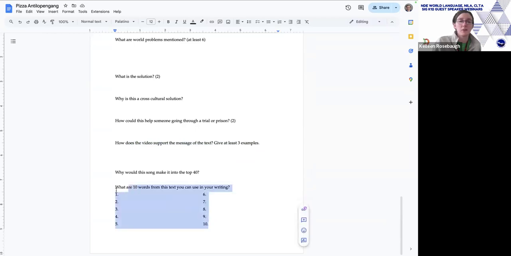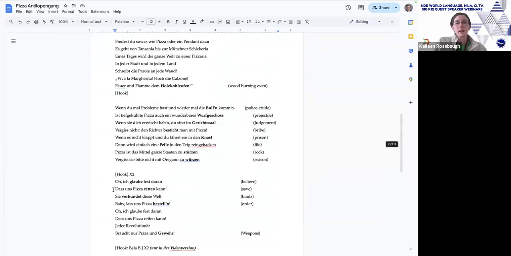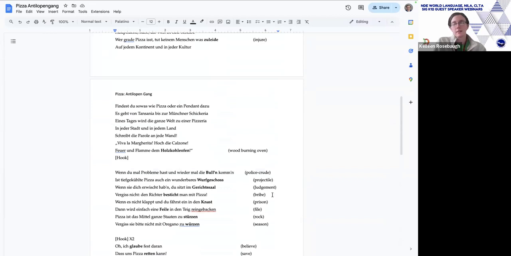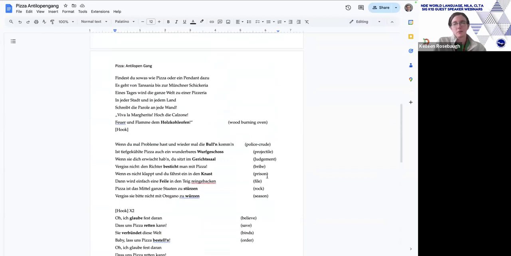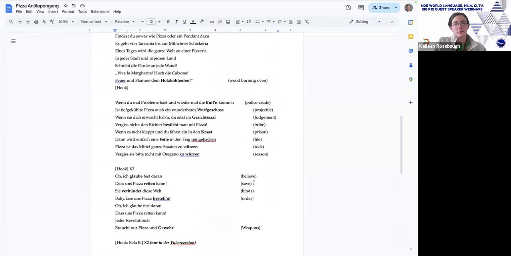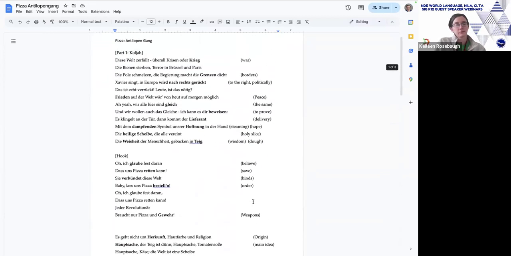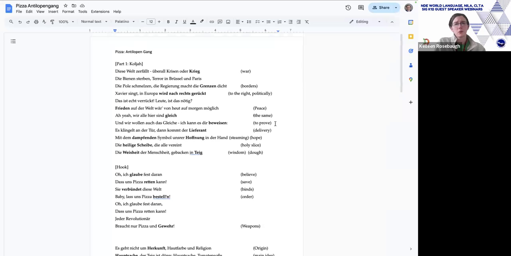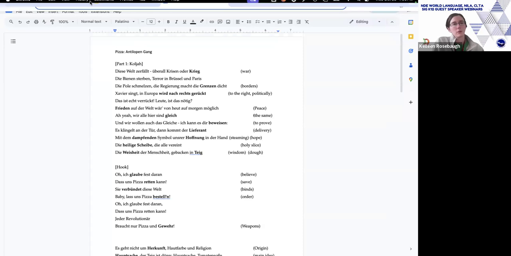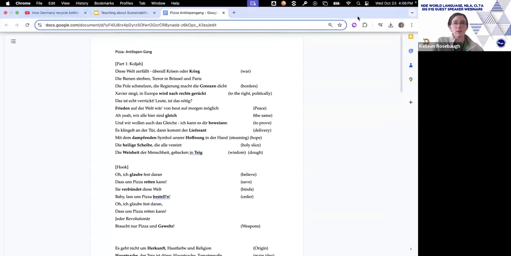And then comparing the video and the text to see if they're similar. And then this is the most useful part. What are 10 words from this text you can use in your writing for this particular unit? They have phrases like judgment, prison, rocks, believing, saving things, like ordering stuff, what you can believe in, proving, having peace, war, borders, all sorts of different stuff that they might find interesting for whichever problem they choose to talk about.